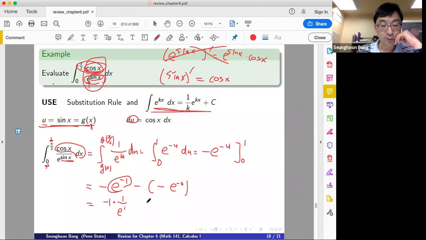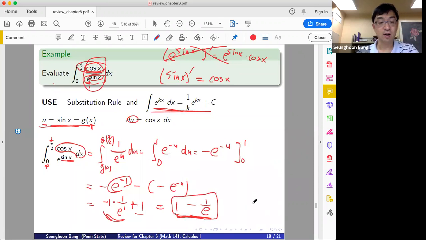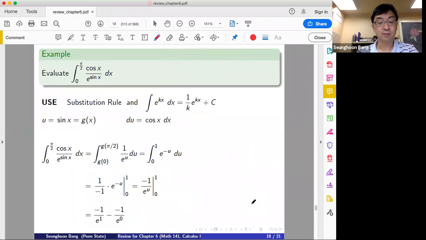The negative is positive. The e to the 0 is just 1. So we have 1 minus 1 over e, right? 1 is here. Minus 1 times 1 over e is negative 1 over e. So we have it like this. This is the whole idea for solving this problem. Right?